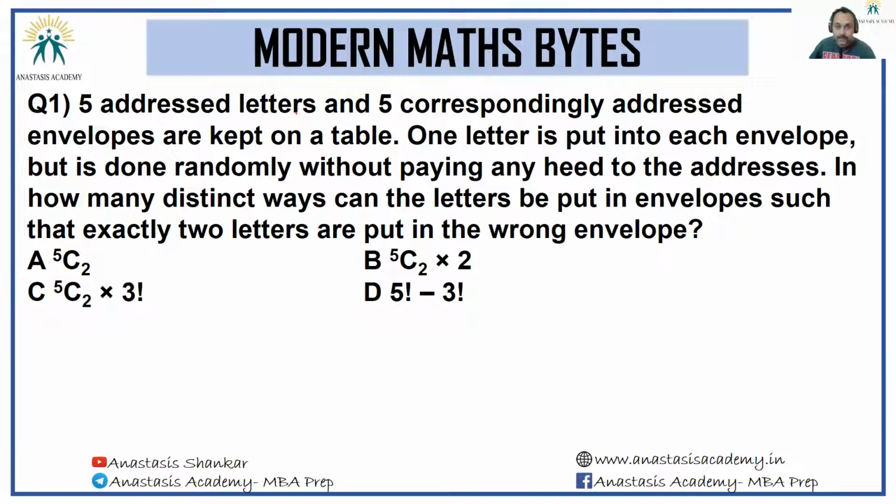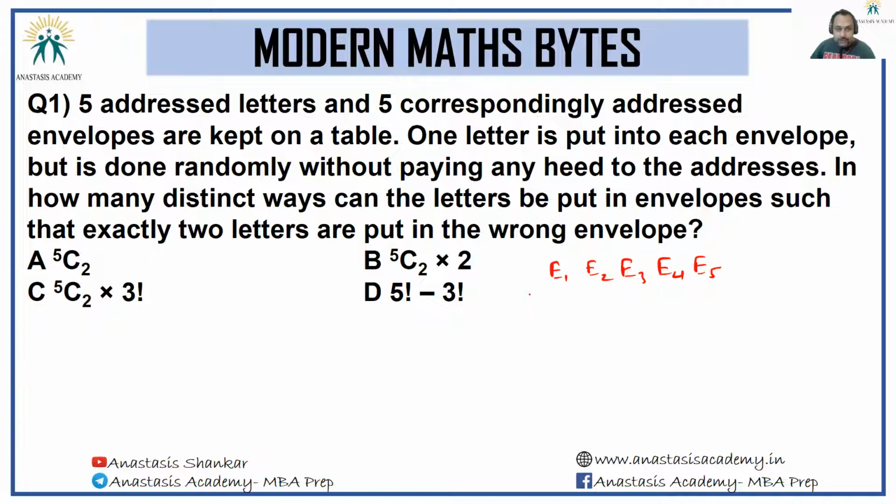5 addressed letters and 5 correspondingly addressed envelopes are kept on a table. One letter is put into each envelope, but it is done randomly without paying any heed to the addresses. In how many distinct ways can the letters be put in envelopes such that exactly 2 letters are put in the wrong envelope? Okay. So let's say we had envelope 1, envelope 2, envelope 3, envelope 4, and envelope 5.